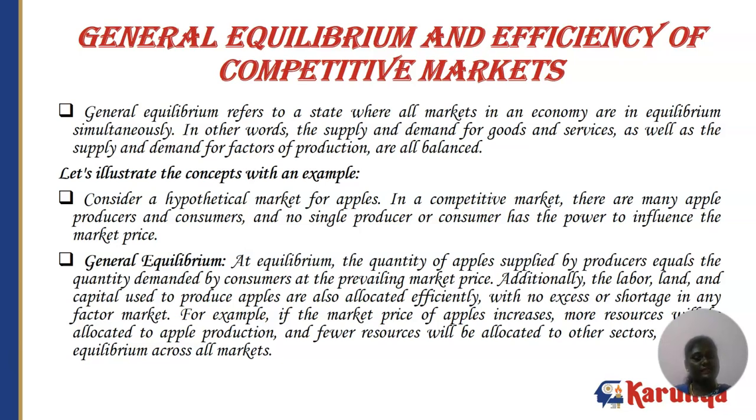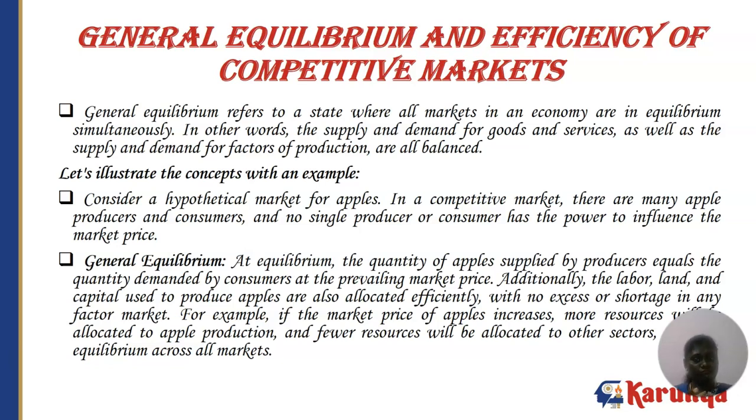Additionally, the labor, land, and capital used to produce the apples are also allocated efficiently, where there is no excess or shortage in any factor market. For example, if the market price of apples increases, more resources will be allocated to apple production, whereas fewer resources will be allocated to other sectors, ensuring there is an equilibrium across all markets.